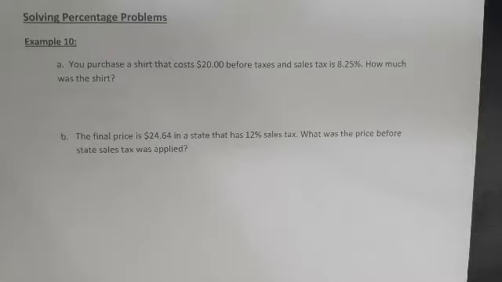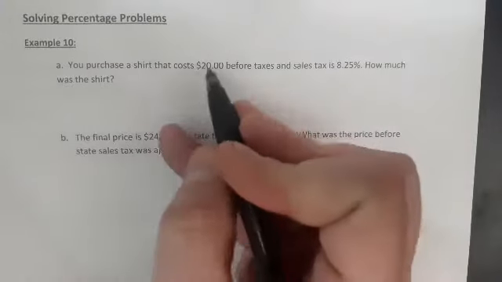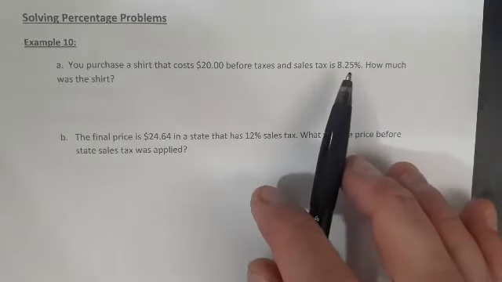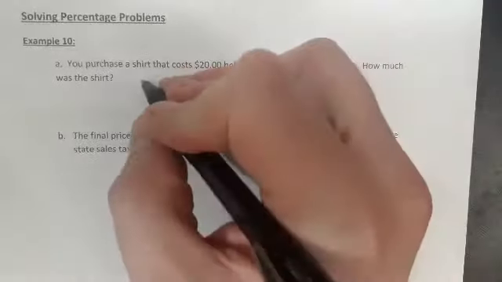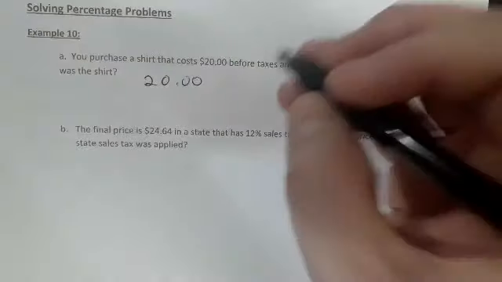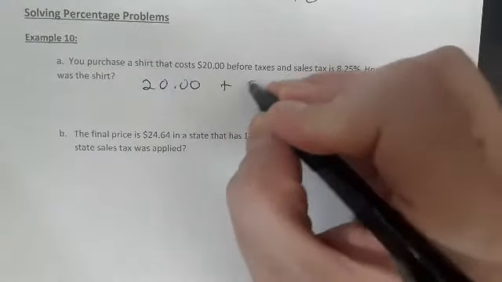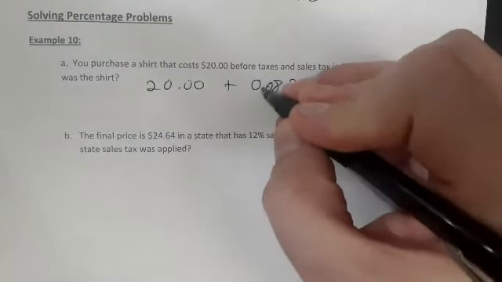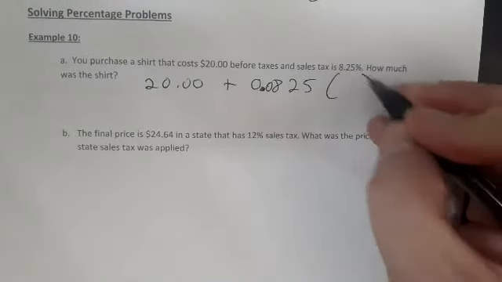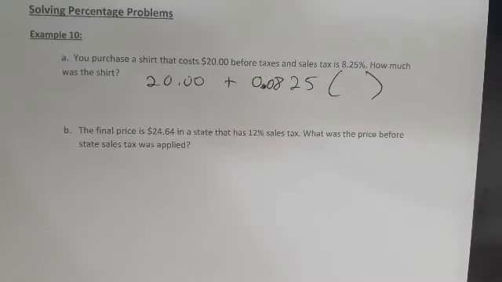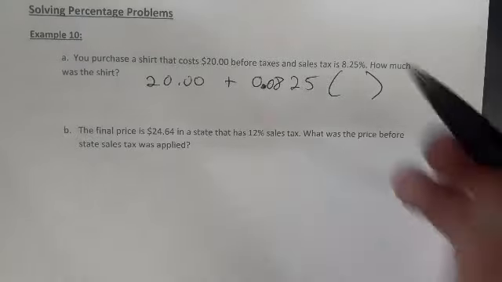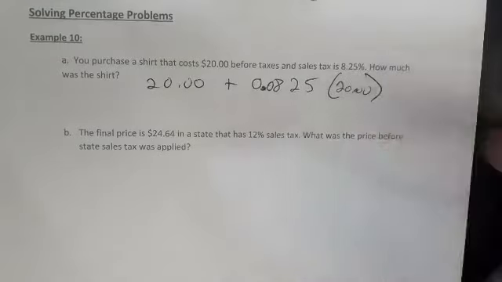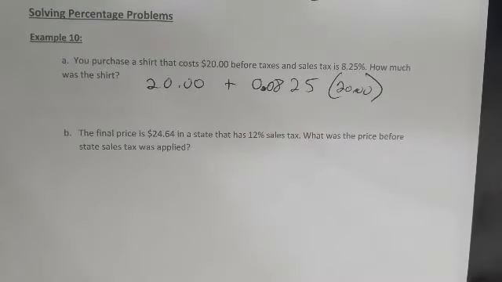So let's start with this. I think the first one is a little more straightforward. If you purchase the shirt for $20 and it has a sales tax of 8.25%, one way you can think about it is I'm taking the $20 and I have to add 8.25% of something. What am I adding 8.25% of? It's going to be of the $20. And so this is one way I can do it.